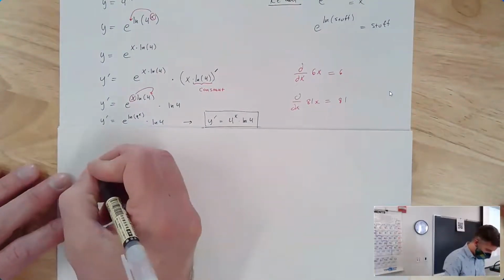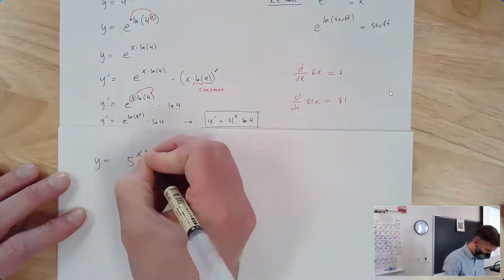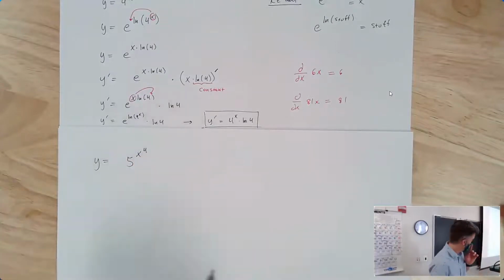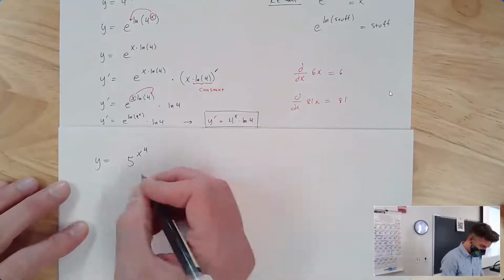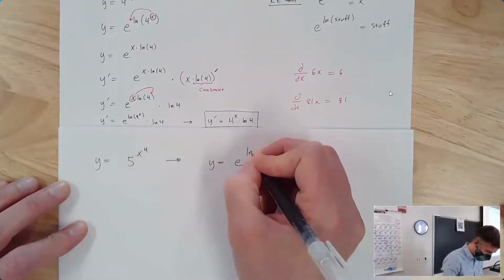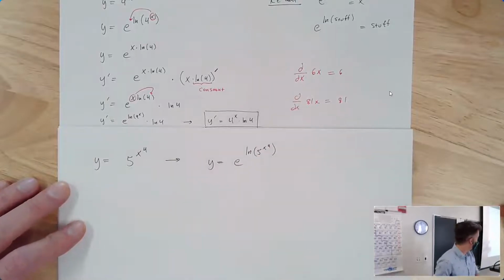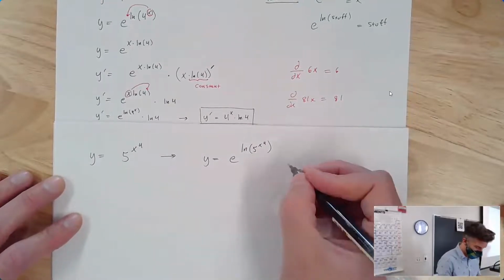Let's say we have y equal to 5 to the x to the 4th, and I want to find the derivative of this. So again, I'm going to do the same sort of thing. I'm going to rewrite this as y equal to e to the natural log of 5 to the x to the fourth. And then the x to the fourth gets to come down in front of the natural log.